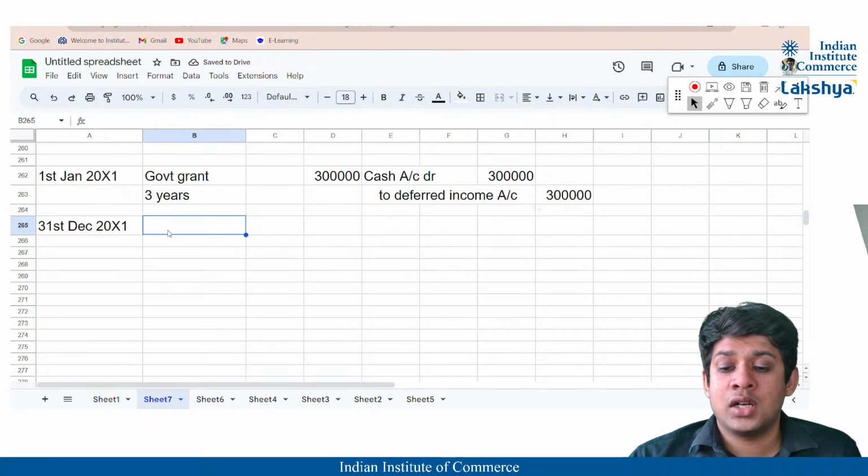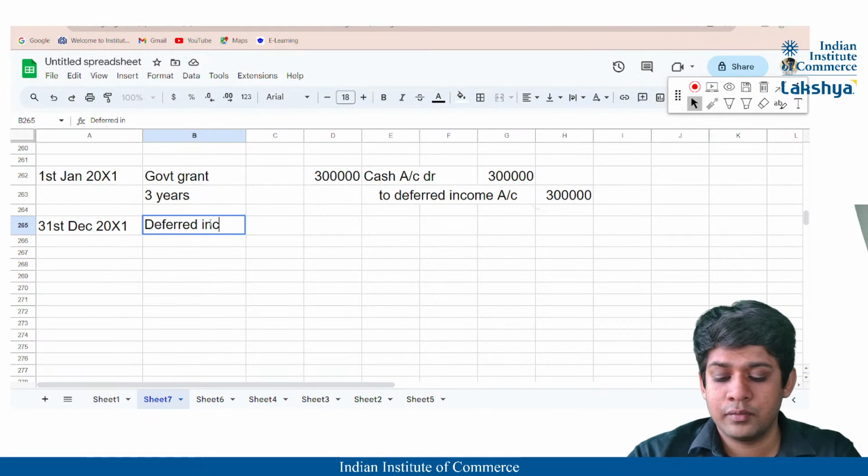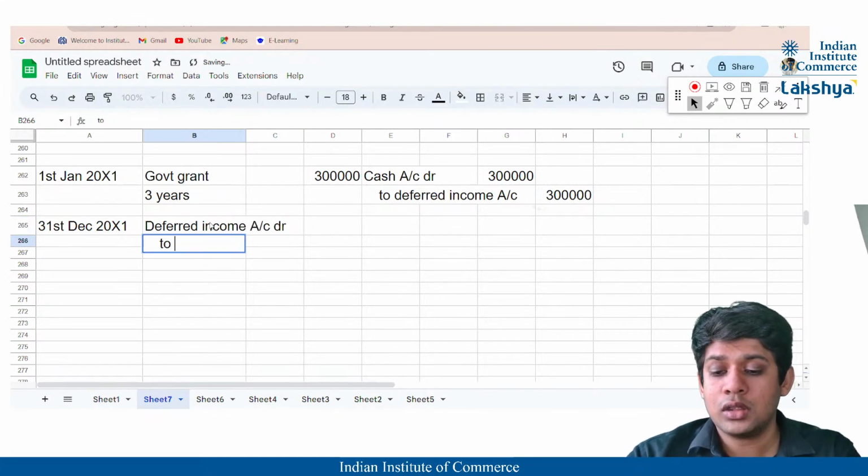Okay. By the first year end, I've complied with the conditions of the government. So that means I have a deferred income balance of 3 lakh, which will be taken to P&L every year as an income. So now deferred income will be debited. It is a liability. It is reduced. My liability will be reduced by 1 year amount and it will be stated as a government grant to P&L.